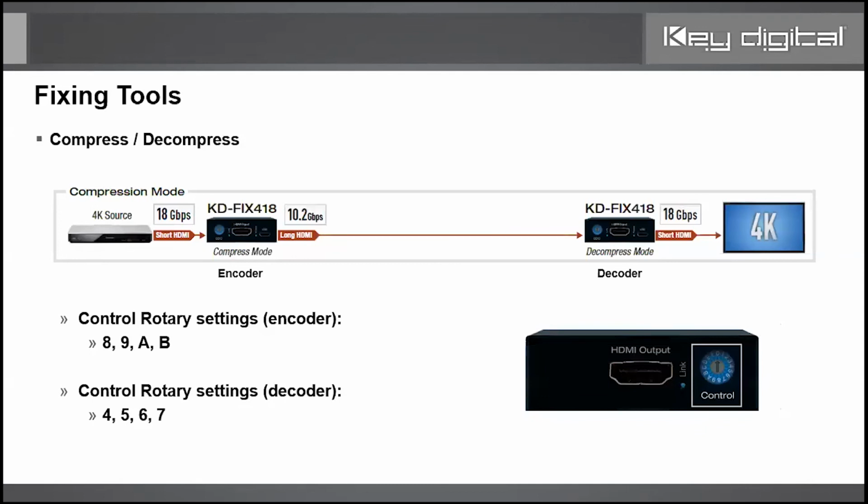Similarly, with the Fix 418, you could purchase two of them and use them almost like an extender set, transmit and receive, where you can compress 18G down to 10G and then decompress at the second unit, like the decoder, if you will, from 10G back up to 18G. Now you'd have to purchase two of those, but this is basically using the same technology that HDBaseT chipsets use once they started introducing 18G compatibility on HDBaseT. A chipset became available that enabled 18G to 10G down conversion and then decompressing back from 10G to 18G.